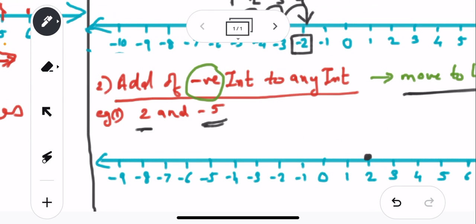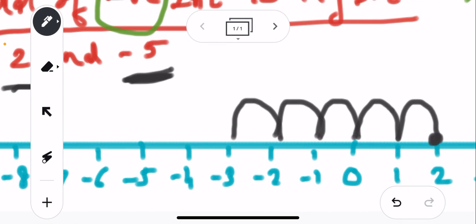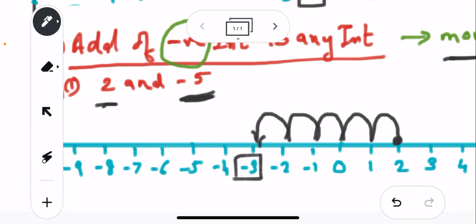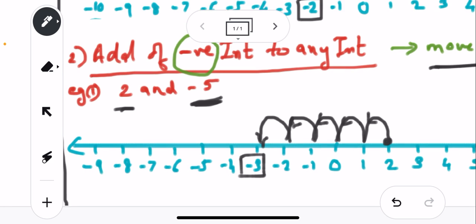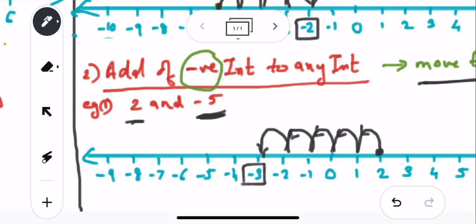So how will I be moving? How many steps? Here it is minus 5, so I'll move 5 steps: 1, 2, 3, 4 and 5. So the answer I got here is minus 3. This way you will be marking the numbers and doing addition and subtraction on the number line.